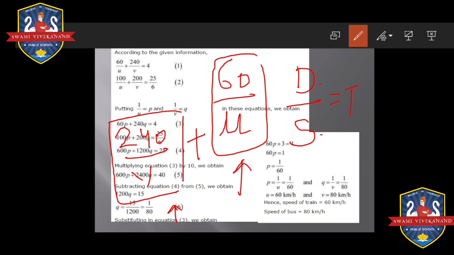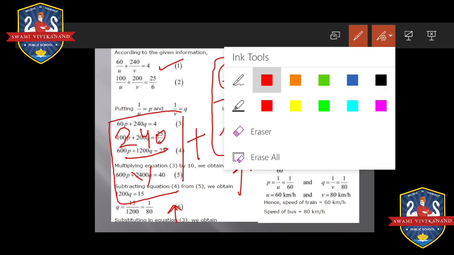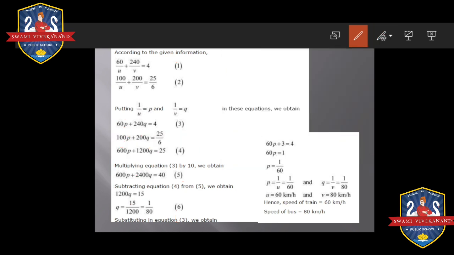If we add these two, what is this? This is the time taken during the whole journey, our total time in the whole journey. And what is it? It is 4 hours. So what will we write? Our first equation is 60 by u plus 240 by v is equal to 4. Here 60 by u is the time taken by train and 240 by v is the time taken by bus.